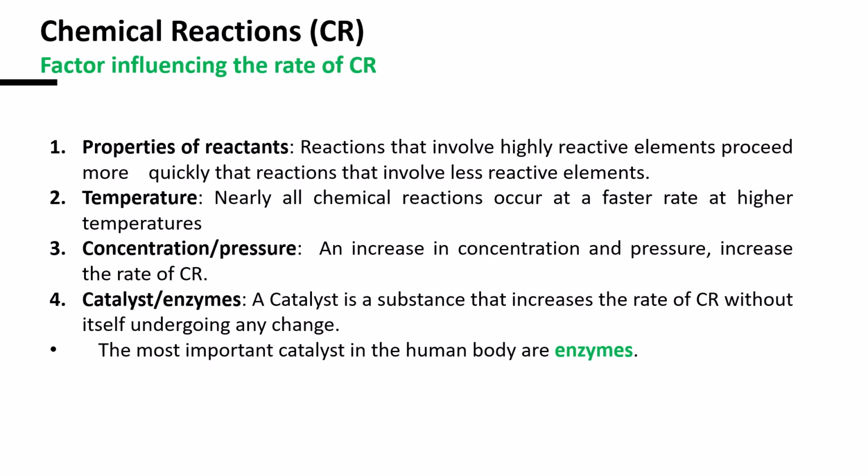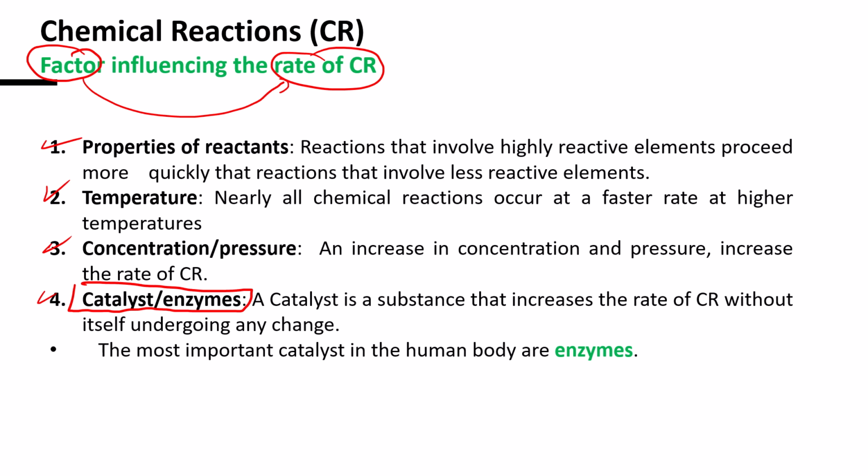Okay, moving on. What are the factors that can affect how fast a chemical reaction will take place, or the rate of the chemical reactions? In physics, there are many things that can increase the velocity at which a chemical reaction will occur. For the human body, I would say that the most important ones you need to remember are these: a catalyst. And specifically, the most important catalysts in the human body are enzymes.